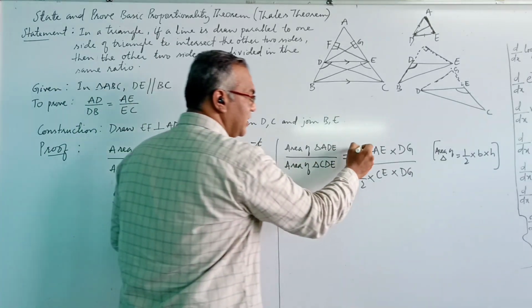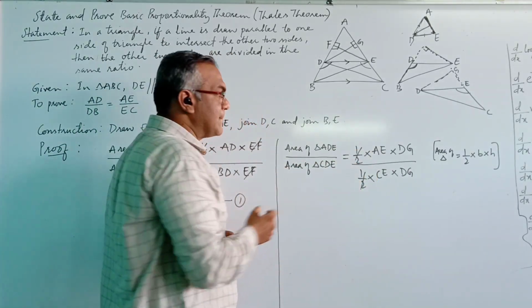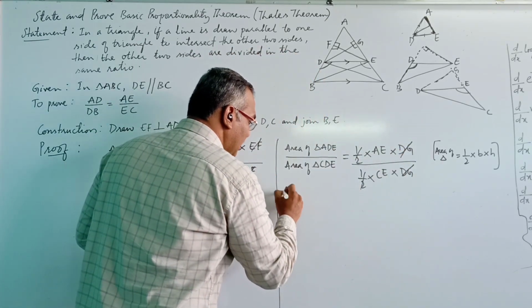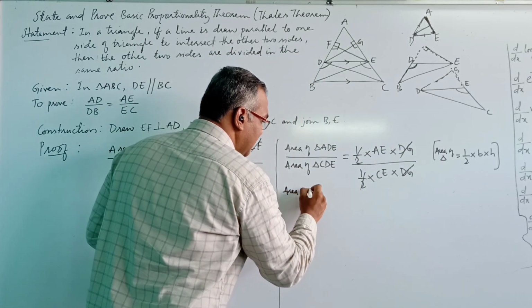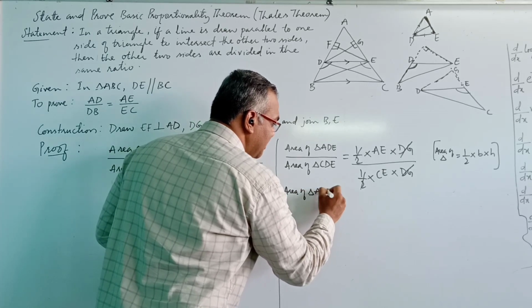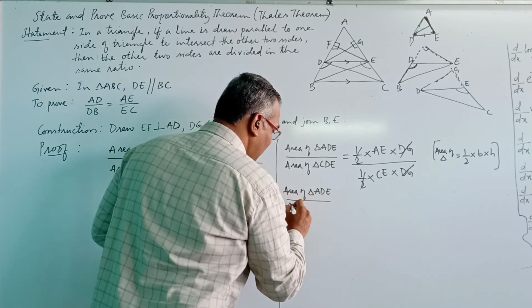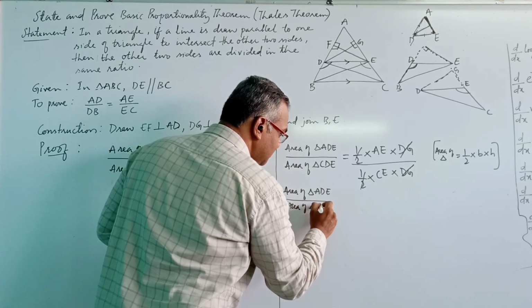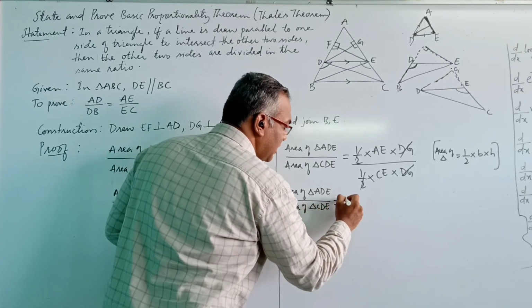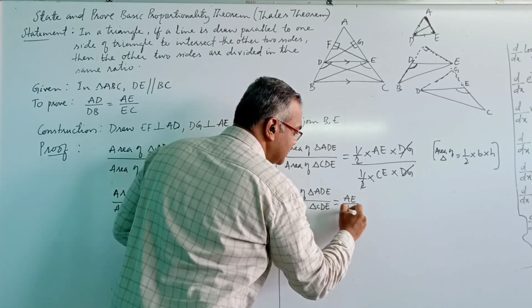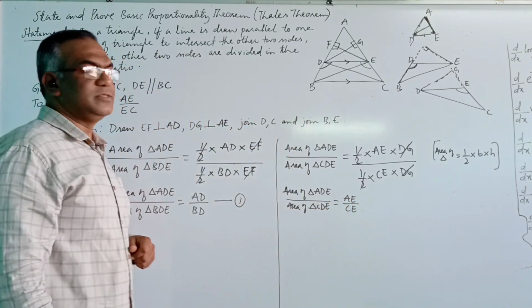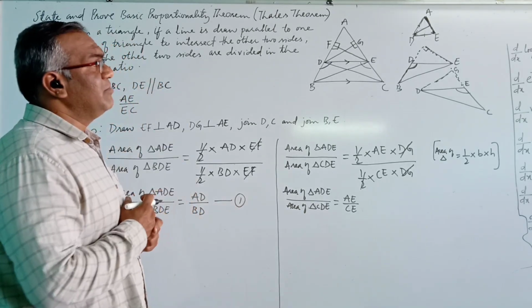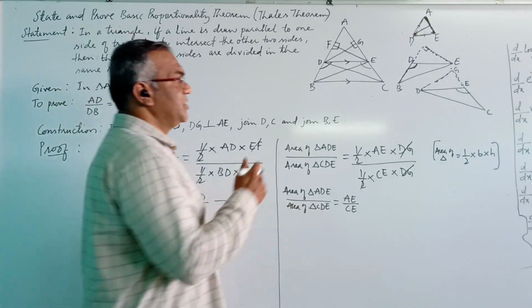Then what happens? Again, half and half will get cancelled. DG will get cancelled. What is left? Area of triangle ADE divided by area of triangle CDE is equal to AE divided by CE. We got this.